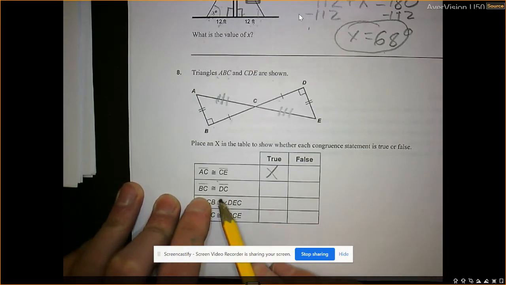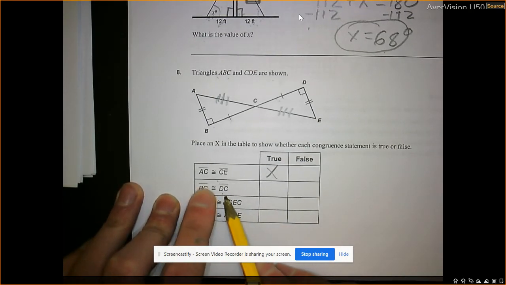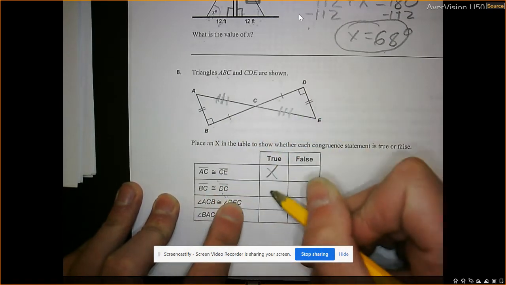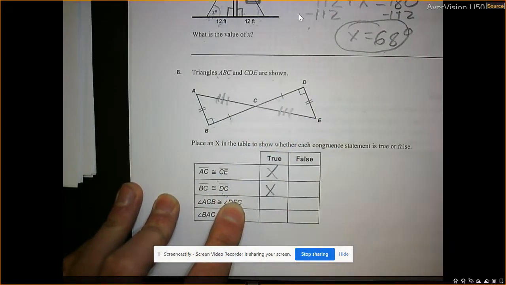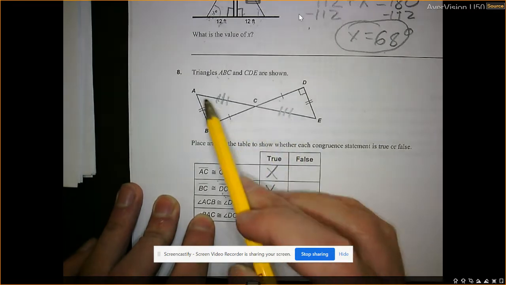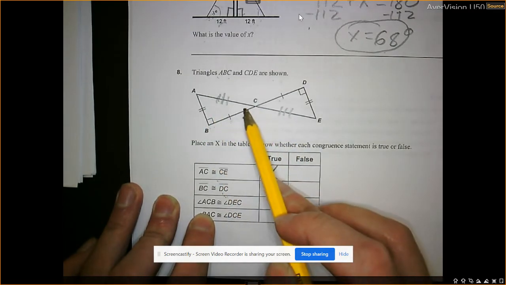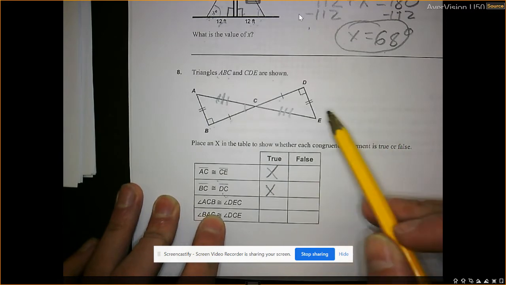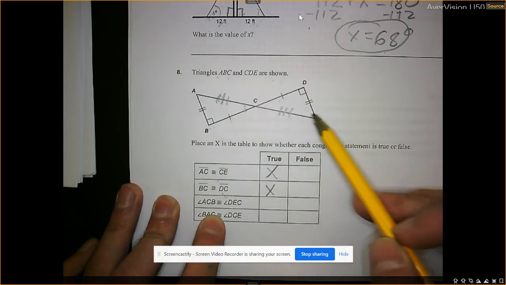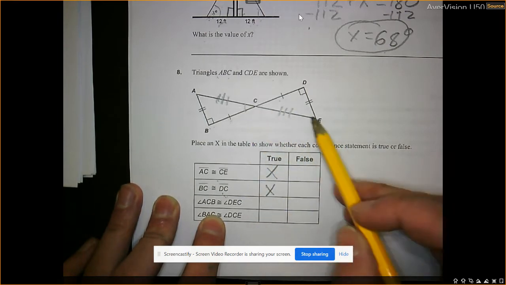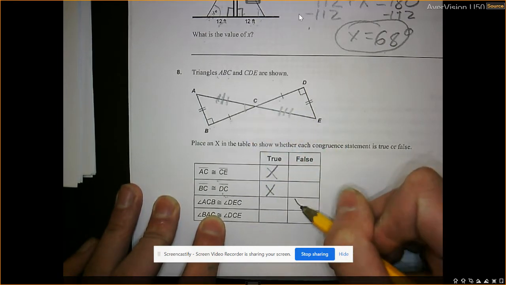Okay, now BC congruent to DC. All right, here's BC, here's DC. Yeah, we're told that those are congruent. They each have 1 tick mark. Good. Now angle ACB, where's that? We have A to C to B, so that's talking about this angle. Is that congruent to DEC? That is this angle. That would not make a whole lot of sense if these two angles were congruent. So that is false.